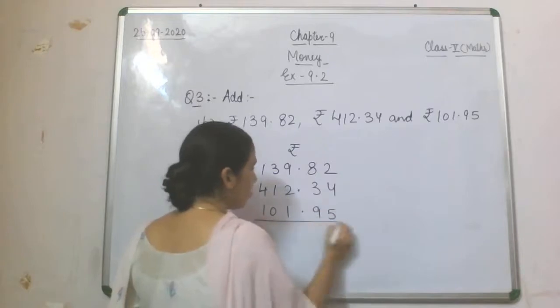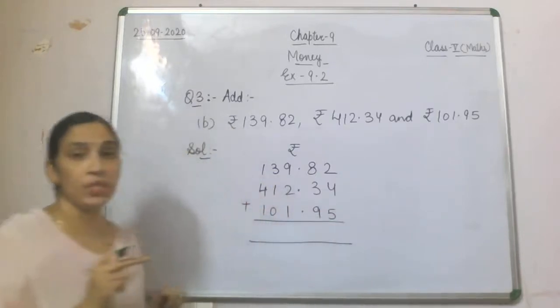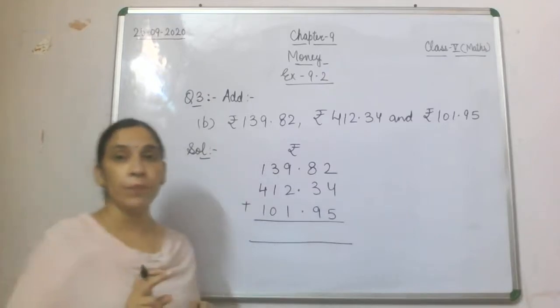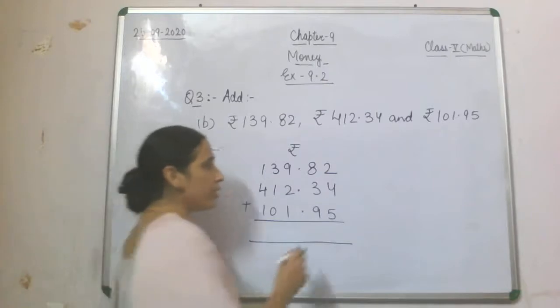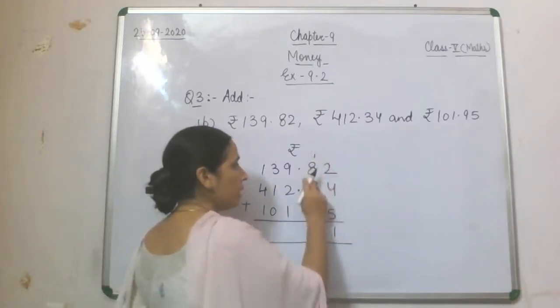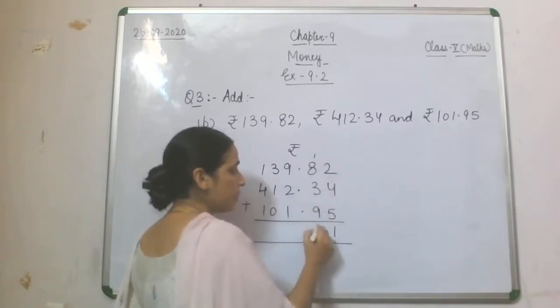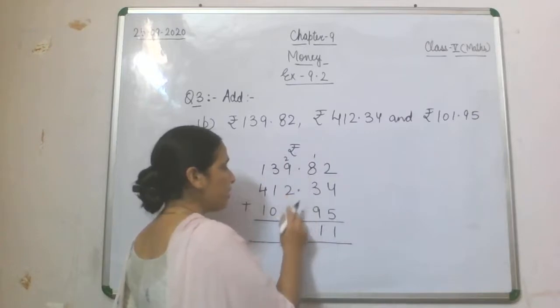Now what are we supposed to do? We are supposed to do the addition now, and after doing the addition we will get the answer to this addition of money. So let's do the addition. 5 plus 4, 9, plus 2, 11. 1, 8 plus 1, 9, 9, 18, plus 3, 21. 2, 9 plus 2, 11, 12, 13, 14.